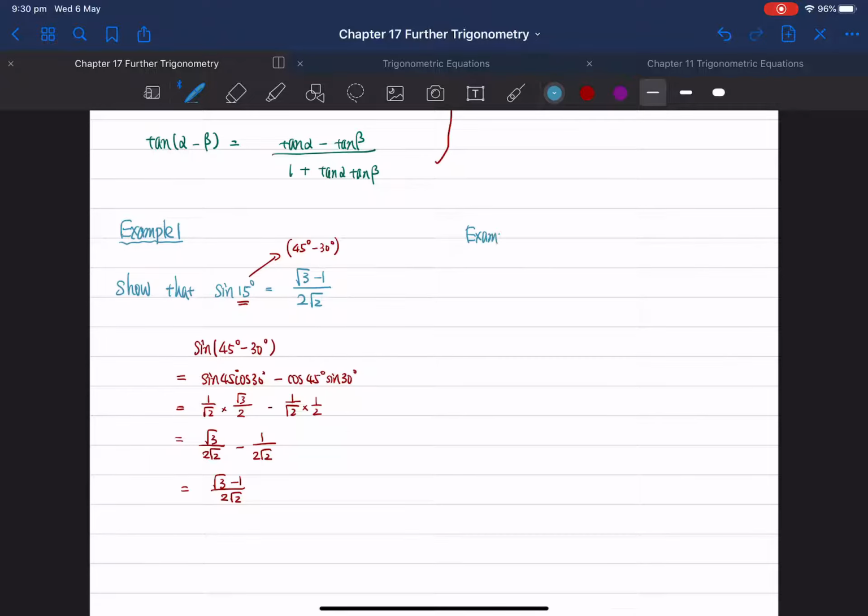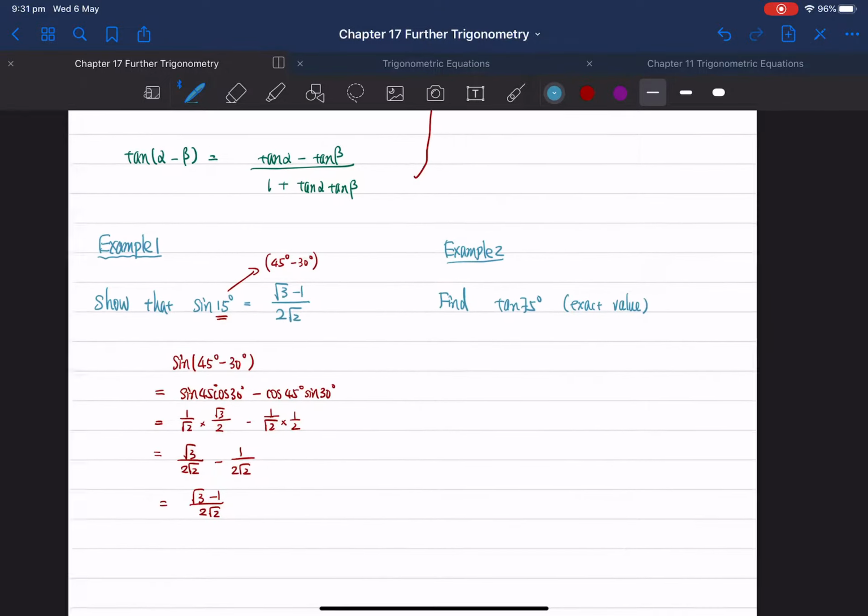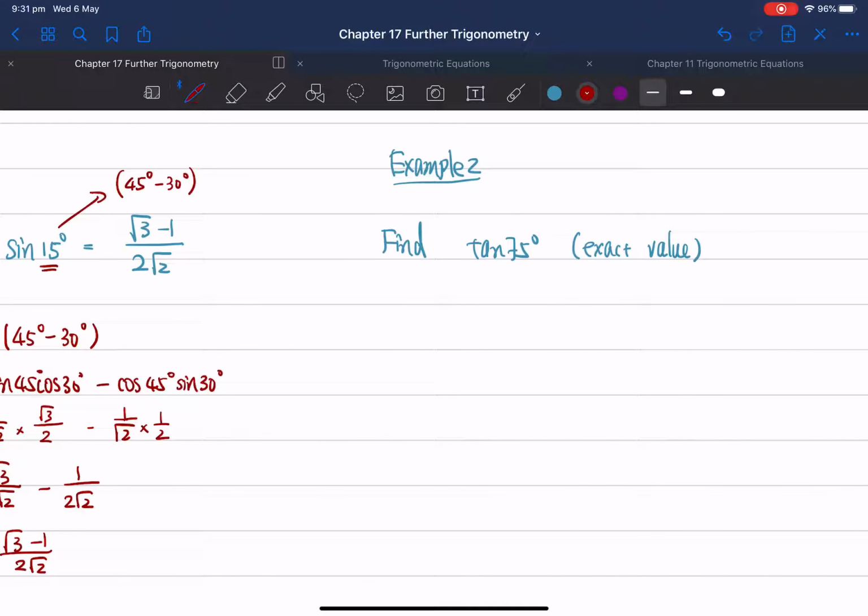Now example 2. Similar idea, but this time they don't provide you the answer. They ask you to find tangent 75 degrees, and they ask you to find the exact value. So you can leave the answer in the exact value. Easy. Tangent 75. Hopefully you realize that 75 can be broken down into 45, but this time plus 30 degrees. Then you're going to use the compound angle formula for tangent. So it'll be tangent 45 plus tangent 30 over 1 minus tangent 45 tangent 30 degrees.